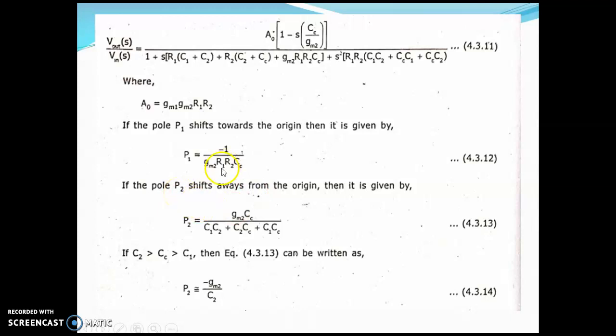So what is GM here? GM is the transconductance, R1 and R2 are the resistances at the first stage and the second stage, and CC is the compensation capacitance. Here P2 is the pole that is shifting away from the origin. When you take the condition C2 greater than CC, which is greater than C1, the pole 2 condition can be written as the transconductance at the output stage divided by the capacitor at the output stage.